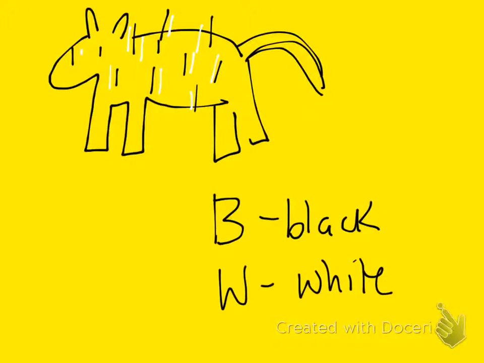They are versions of the same gene, but when you inherit one of each, you actually have fur of different colors. So rather than one being dominant over the other, when you have both of them, you end up exhibiting both traits. Okay? So a horse that has a genotype BW.